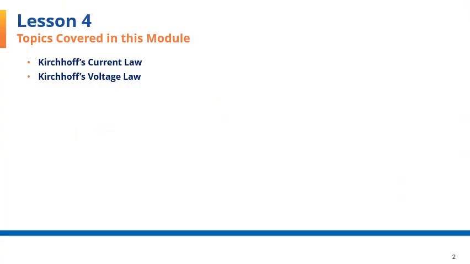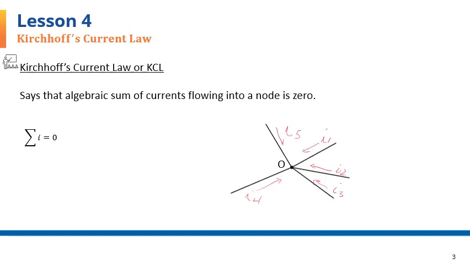Two fundamental laws of electrical circuits are Kirchhoff's current law, also known as KCL, and Kirchhoff's voltage law, also known as KVL. KCL states that the algebraic sum of currents flowing into a node is going to be zero. I'm showing 5 currents here, all into the node O. What it says is that their sum has to be equal to 0. This law is based on the conservation of electrical charge.